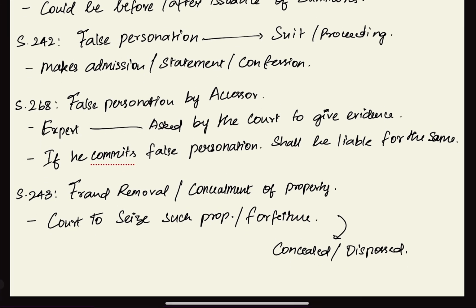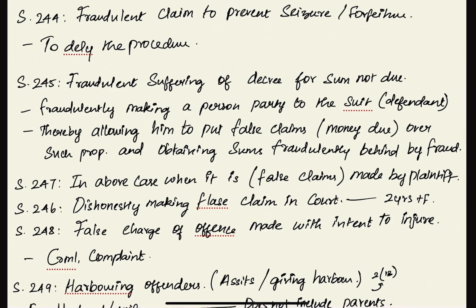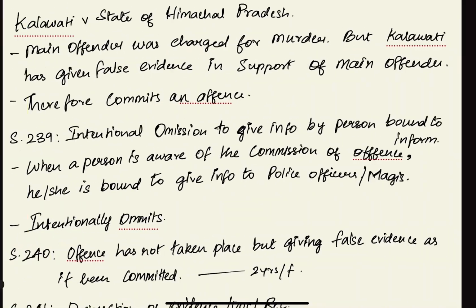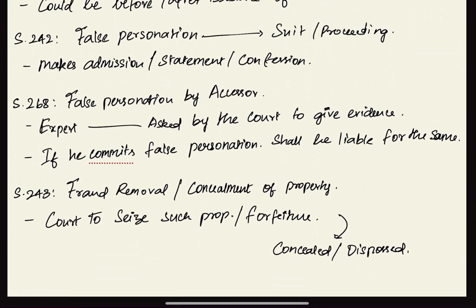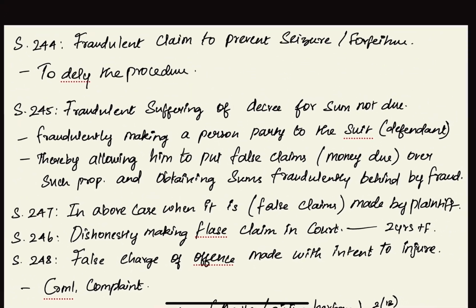And section 243 deals with fraudulent removal or concealment of property. When an order has been made by the court to seize such property, or a forfeiture order has been made by the court, and the person conceals or disposes of such property upon which the court has ordered seizure, such person shall be liable under section 243.